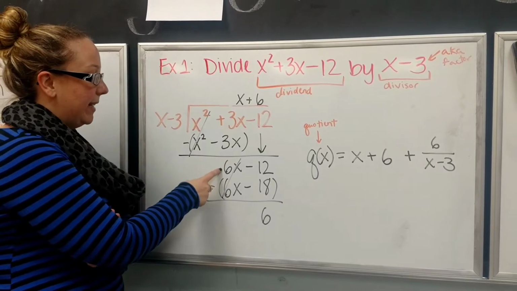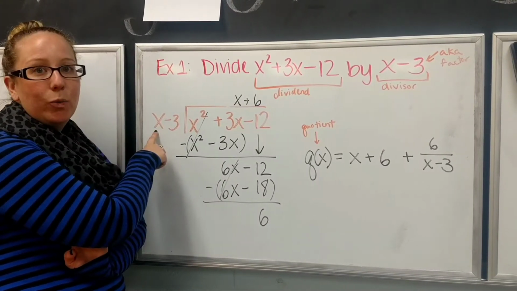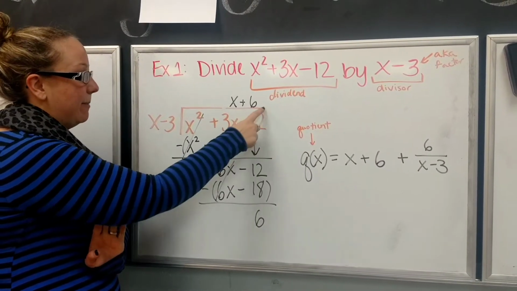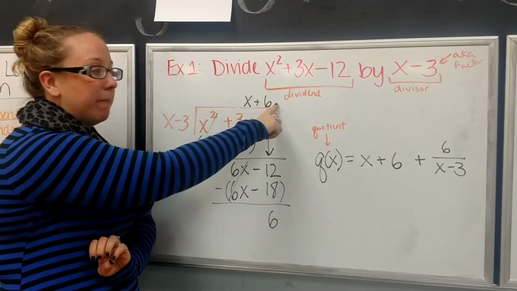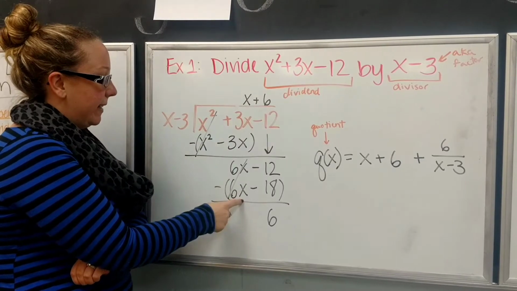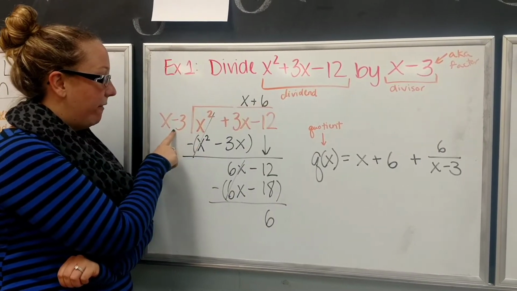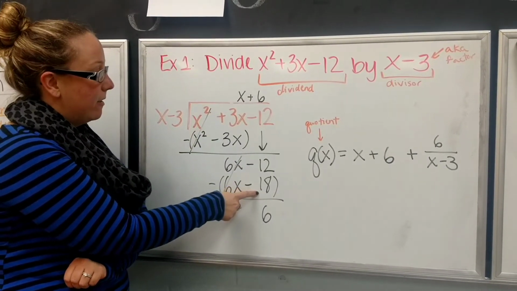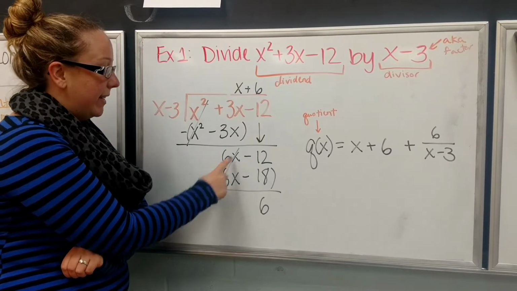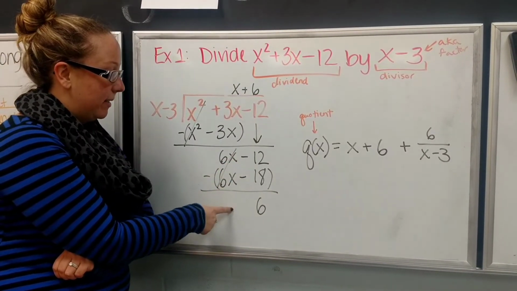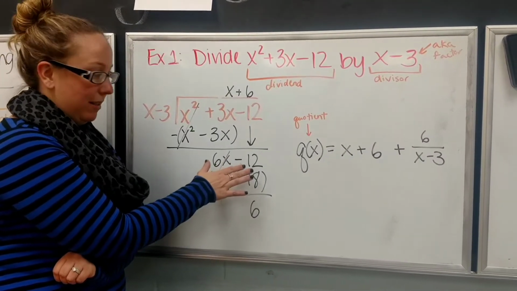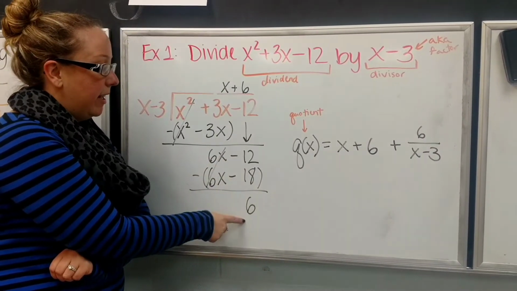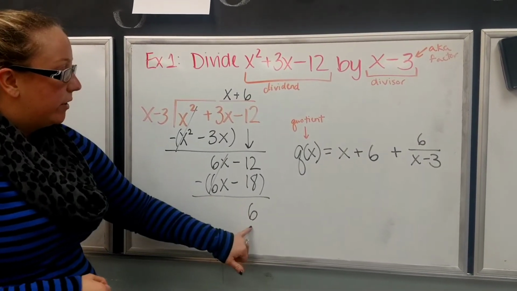So now I'm going to look at 6x divided by x is what? So x times 6 is going to give me this 6x. So I put a 6 up here. 6 times x is 6x, and 6 times negative 3 is negative 18. So that's your multiply step. Subtracting, 6x minus 6x is nothing. And negative 12 minus negative 18, it's really negative 12 plus 18, gives you 6. So this is your remainder.